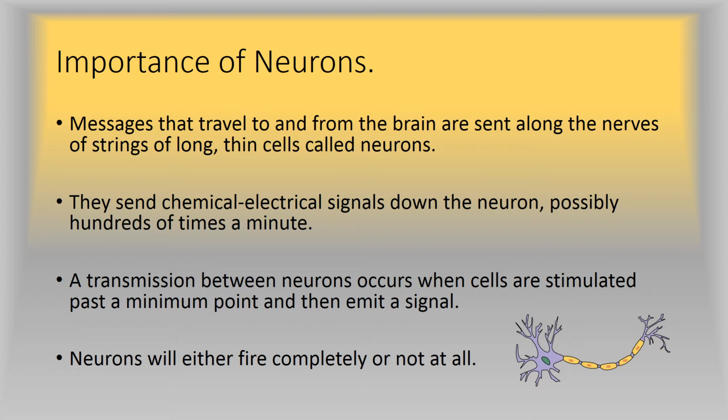So a transmission between neurons occurs when cells are stimulated past the minimum point and then emit a signal, and neurons typically either have to fire all the way or not at all. So there's no in between. They have to do it all the way, or they can't do it at all.